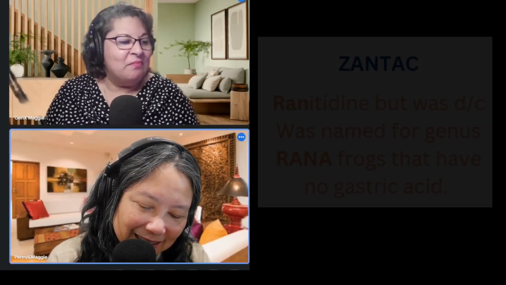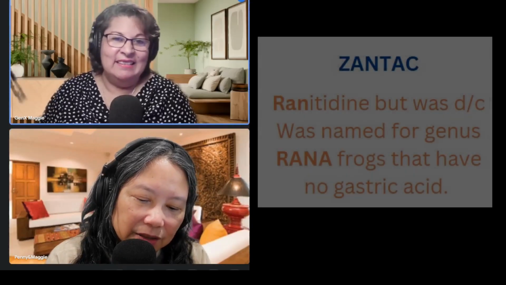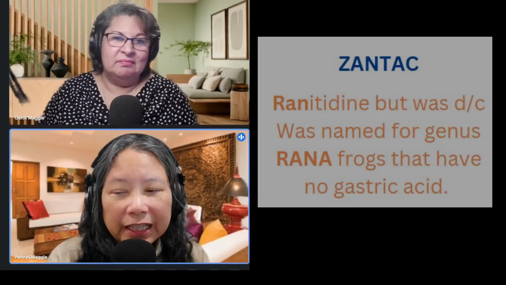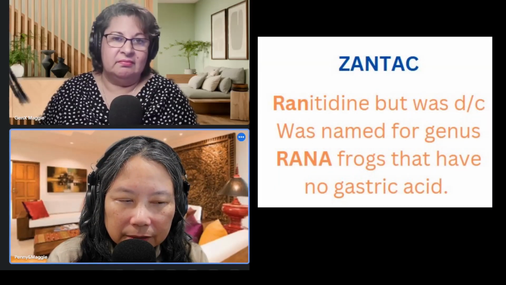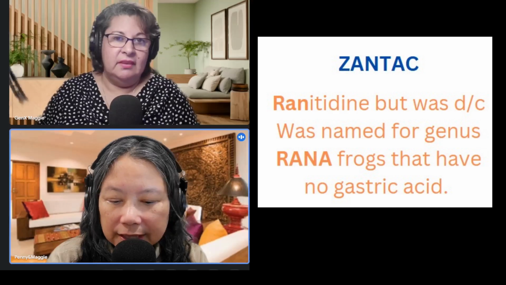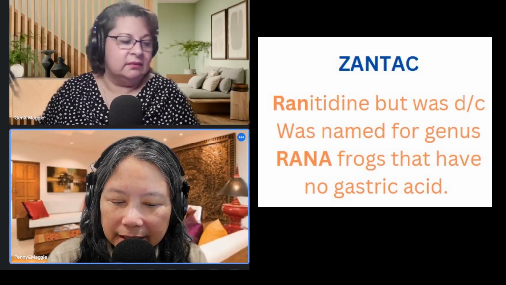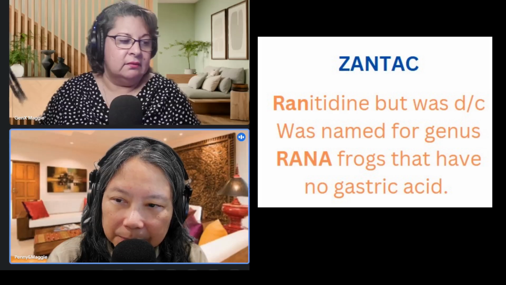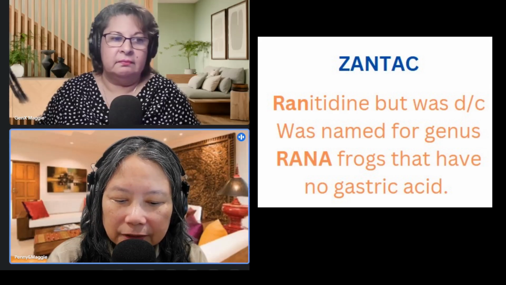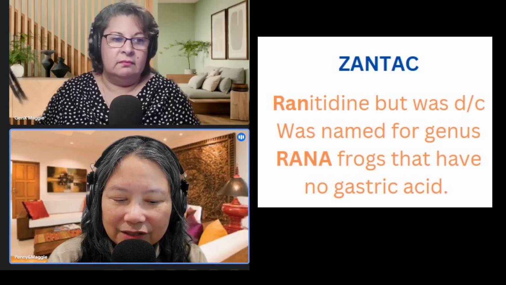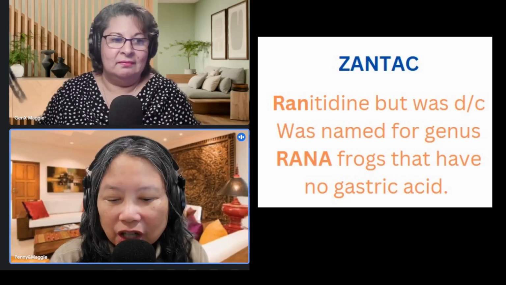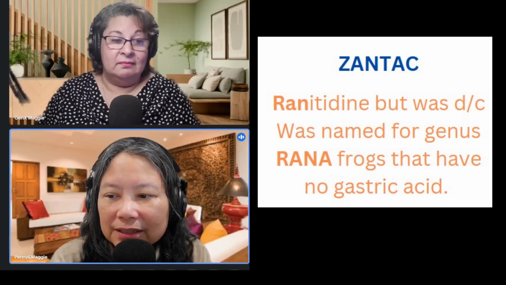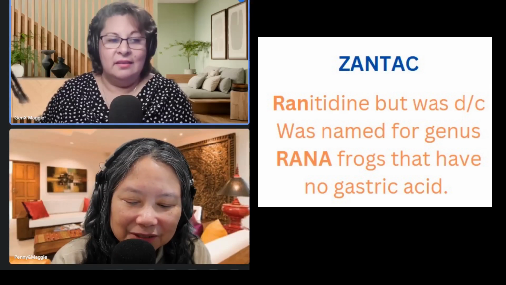Okay. Zantac. This drug is discontinued now, but the generic name is ranitidine, right? And the beginning part of it was named after these frogs. They're Rana frogs. They have the genus Rana and they have no gastric acid. And ranitidine is for the stomach, for gastric acid. That's right, sorry, I forgot.